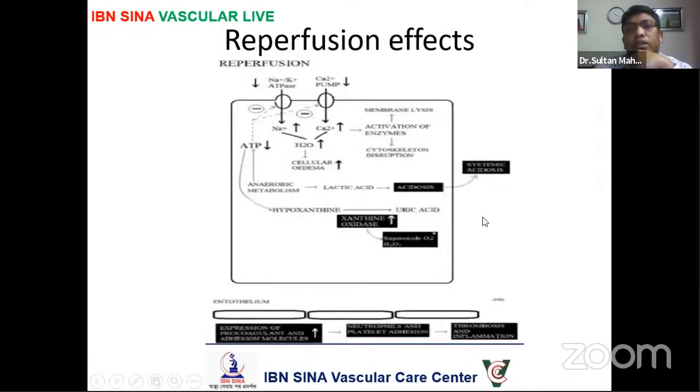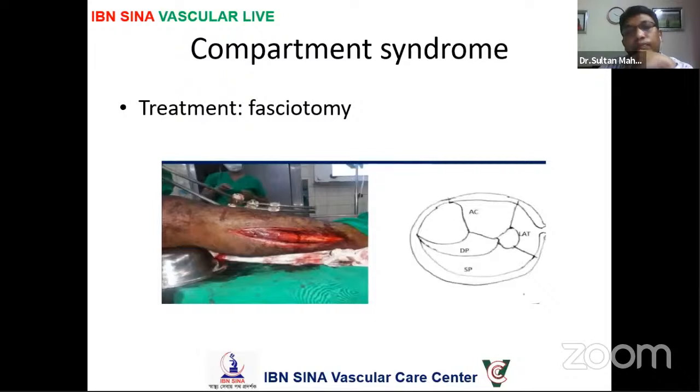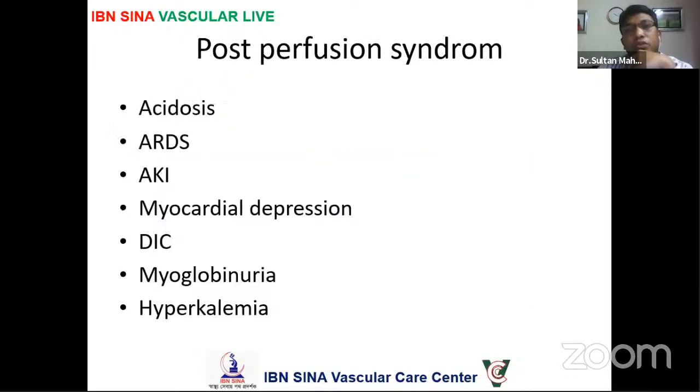When we anastomose the dying limb, in the majority of limbs there are chances of reperfusion injury because of ischemia. And when we perfuse, compartment syndrome, reduced organ perfusion due to increased intracompartmental pressure. Recognize and assess the limb, and if needed, fasciotomy is the treatment.